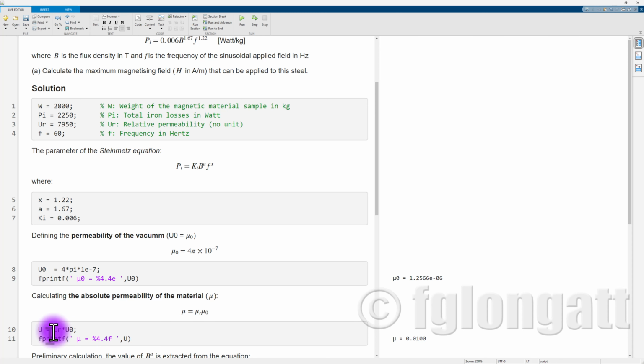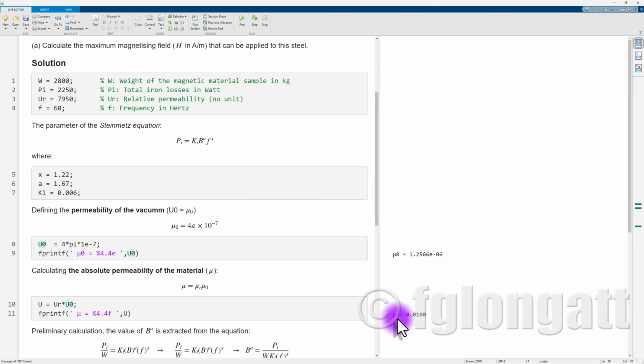And in this case, the relative permeability, we already know from the statement, is 7,950. And we know the permeability of the vacuum, 4π × 10 exponent minus 7. So as you can see, the absolute permeability over here is 0.01.